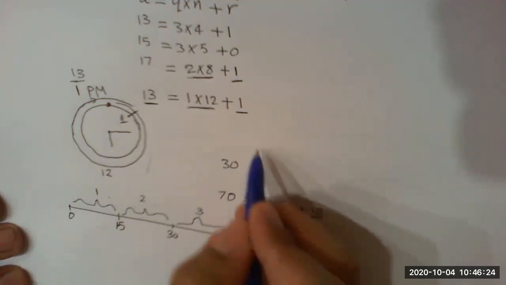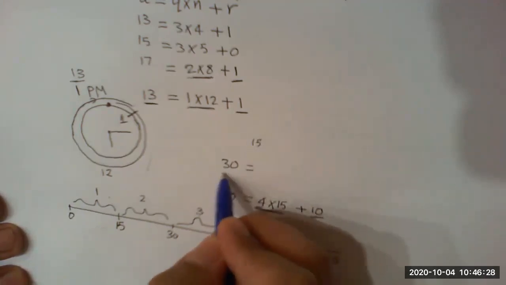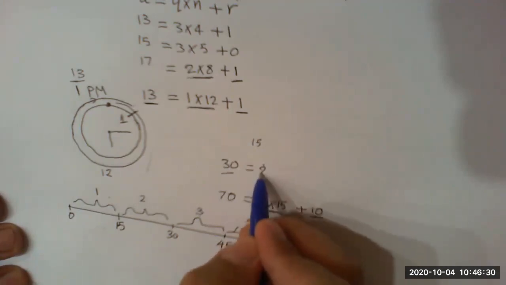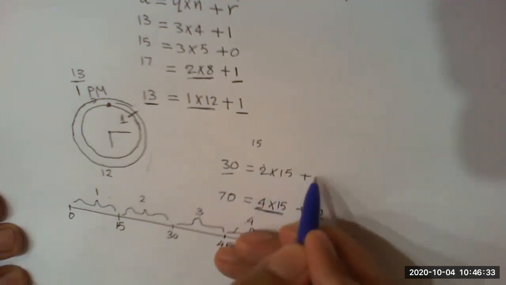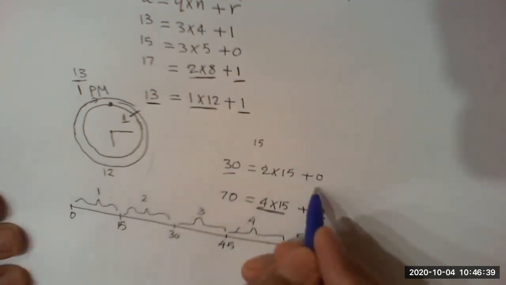Yes, if you have a period of 15, the only way to write 30 is 2 by 15 plus 0. Yes, because you don't have a remainder.